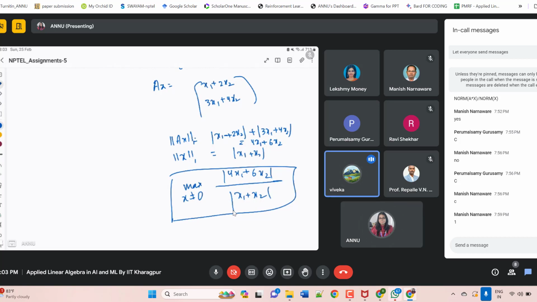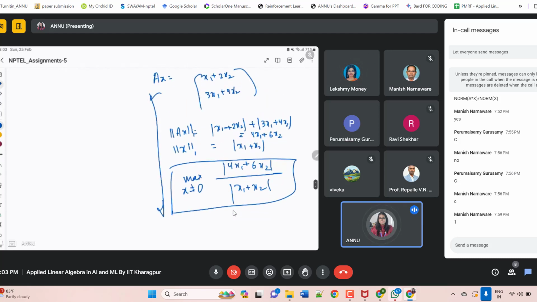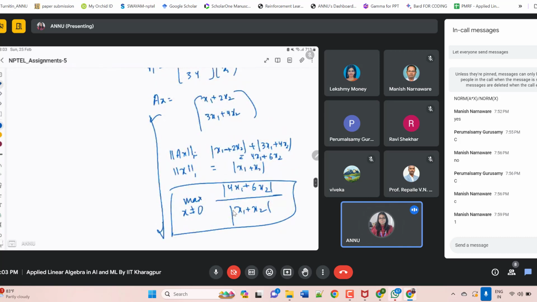Yeah, this is condition number, ma'am. What you asked me to calculate? Two norm condition number. Okay. So you asked me to calculate the condition number. So yes, this I calculated for one norm. I calculated the induced one norm.